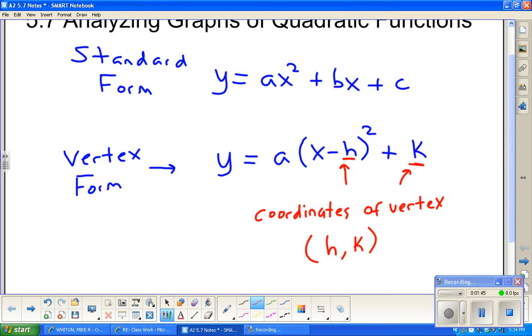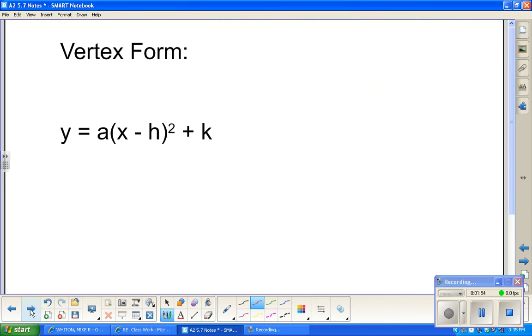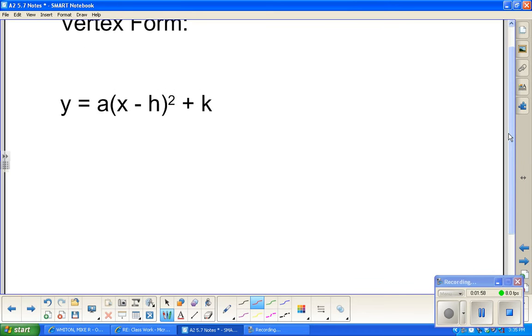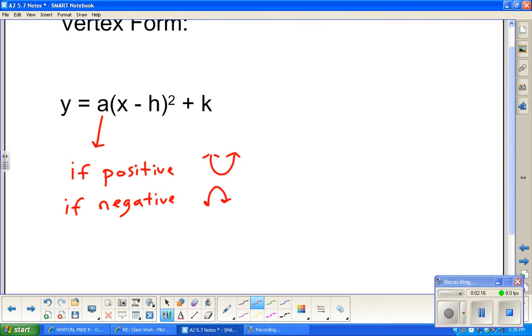A couple other things that this form does for us. I just want to get into a little bit of detail, and then we'll practice going back and forth between the two forms. In vertex form, the a is basically the same as it was before. If the a value was positive, that meant that the graph opens upward, and that's still going to be the case. If the a value is negative, just like before with standard form, the graph opens down.